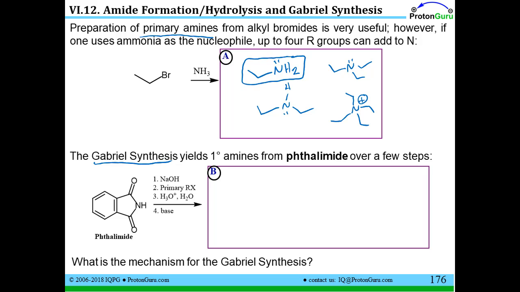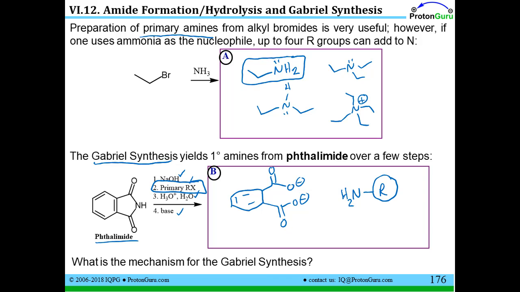This leads to the Gabriel synthesis. And what we observe is that if you take this very, very particular, unique starting material called phthalimide, and you do these steps, react to sodium hydroxide, add a primary alkyl halide, add some acid, then add some base. At the end of this whole process, you will get this compound, and you will get your primary amine, which has whatever R group you had added in this primary alkyl halide step.